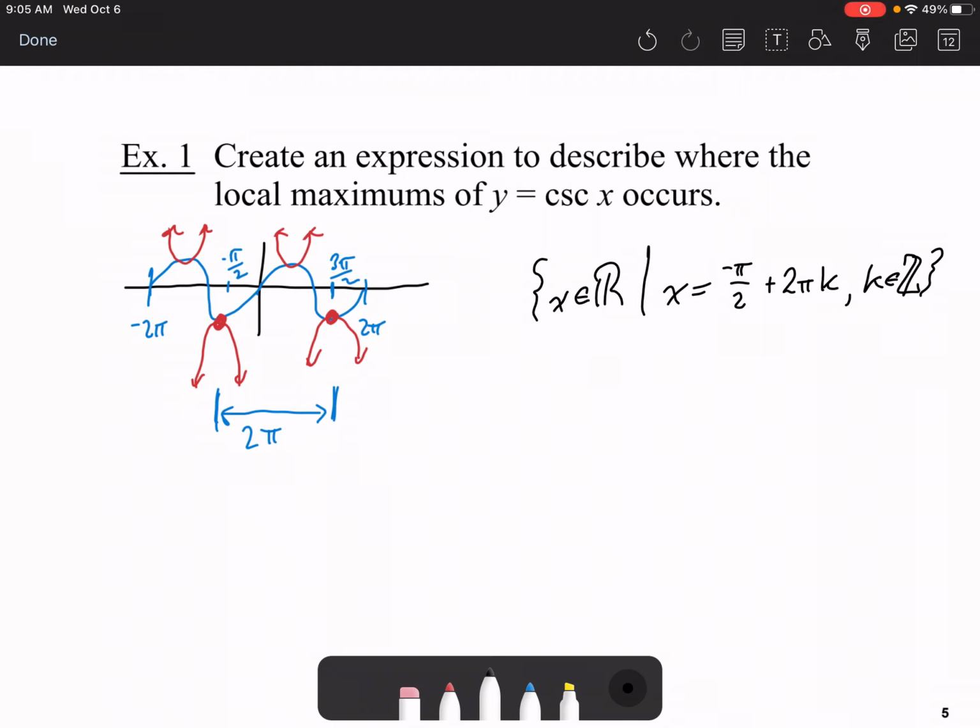Now, if you want, you can simplify this piece, this negative pi over 2 plus 2 pi k, by finding common denominators. You can even factor out the pi to describe the expression. This isn't necessary, but it is an option.